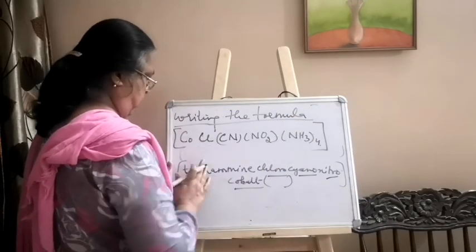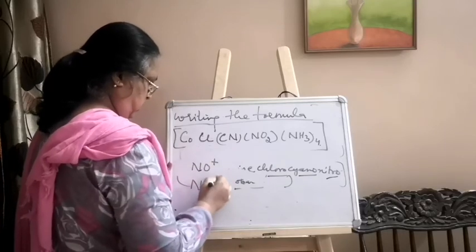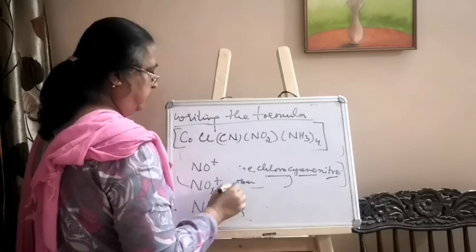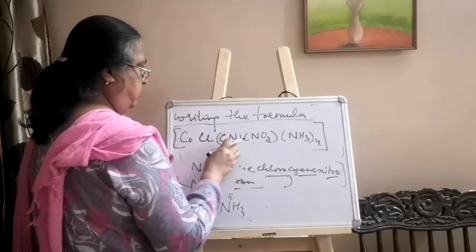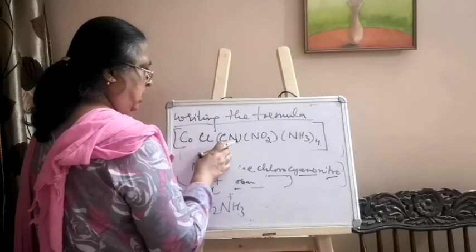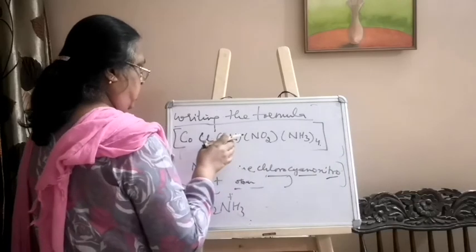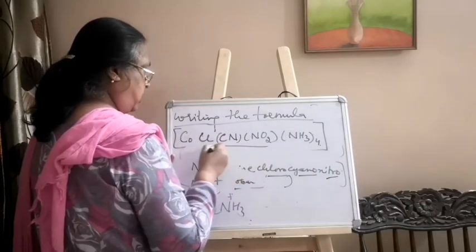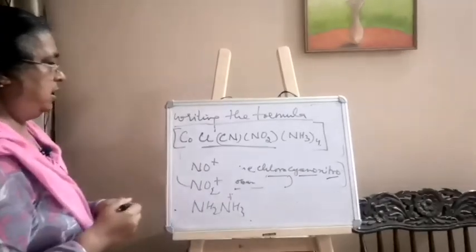Two or three positive ligands are there: nitrosonium ion, nitronium ion, hydrogenium ion. These I have given you earlier. So when you are writing the formula, you write the anionic ligands first, then your neutral ligand, and then the positive ligand. If you have more than one negative ligand, then you see their alphabetical order, by the first letter of their names.